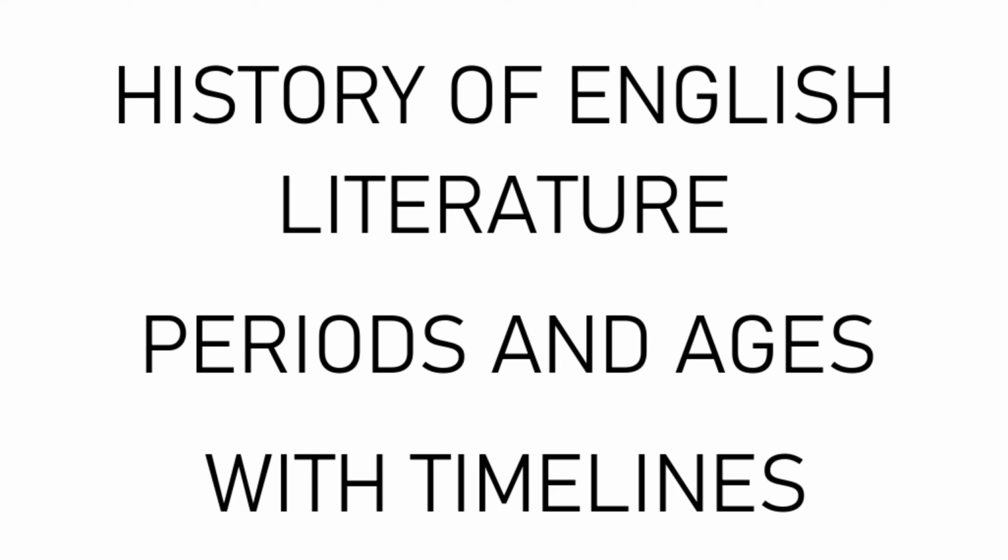Today we are going to study the history of English literature: periods, ages and timeline. In this video, I'm just going to discuss the chronology of the history of English literature. In my other videos, I'm also going to discuss these periods and ages briefly. So let's start the video.